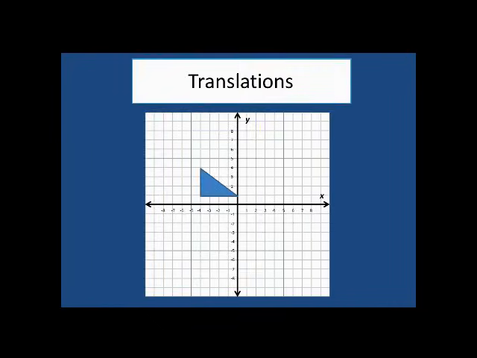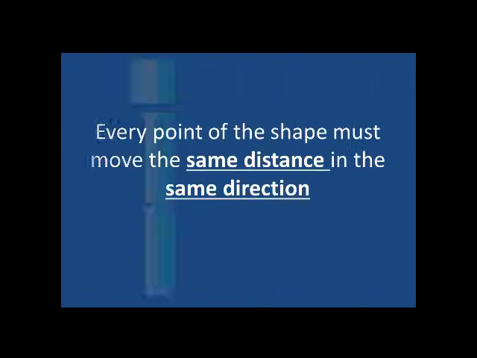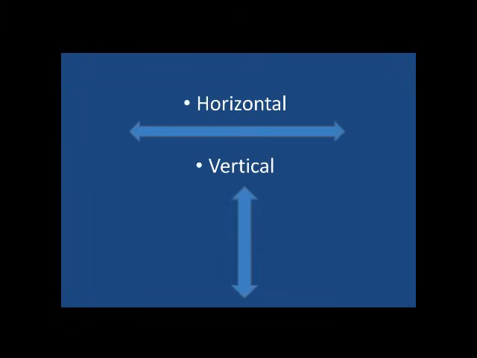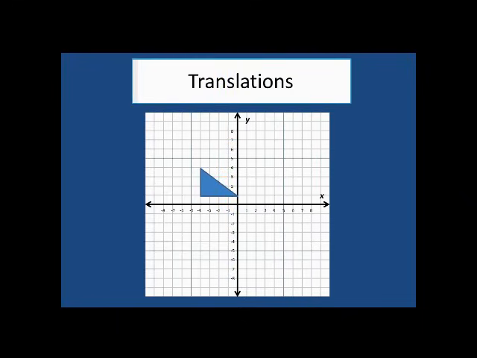A translation is essentially just moving an object within a coordinate plane without applying any other changes, like so. So what exactly does that mean? It means that every point of the shape must move the same distance in the same direction. When we talk about the same direction, we're looking at two components of this movement, the horizontal and the vertical. So let's take a closer look at that movement.